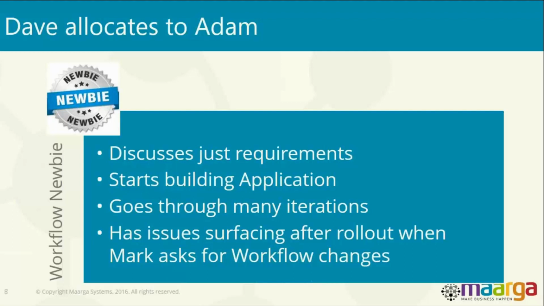Yes, it can be done fairly quickly, but then it goes through so many iterations. After it gets rolled out, Mark, the person who requests new changes, says, you know what, I want this additional approval. You know what, I think they should be able to add this additional field. Then changes after changes, and then Mark is like, I'm not very happy about it, I'm having to change too many things.